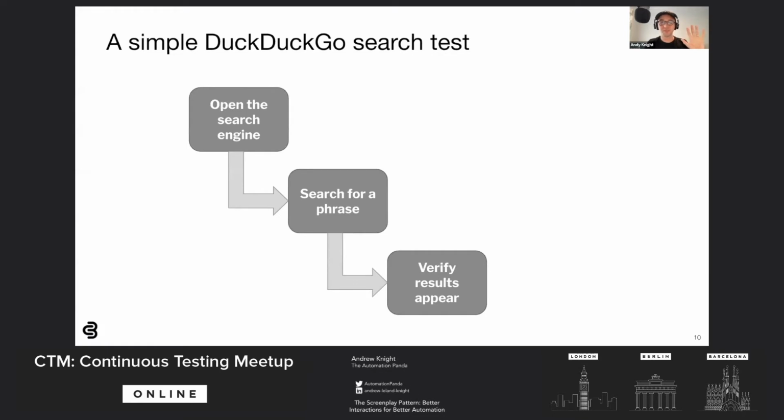Here's an example of a simple Duckduckgo search test. If you're not sure, Duckduckgo is a search engine like Google or Yahoo or Bing. Steps here are pretty straightforward. Opening the search engine would require navigation. Searching for a phrase at Duckduckgo requires entering keystrokes and clicking the search button. And verifying results requires scraping the page title and the result links from the new page. As you can see, interactions are everywhere. They underpin our test steps.